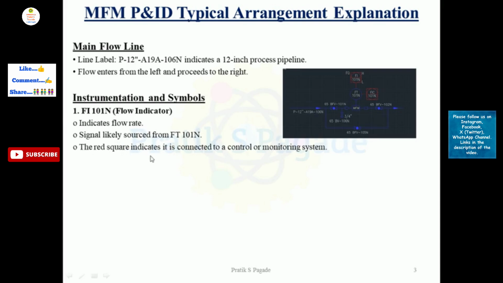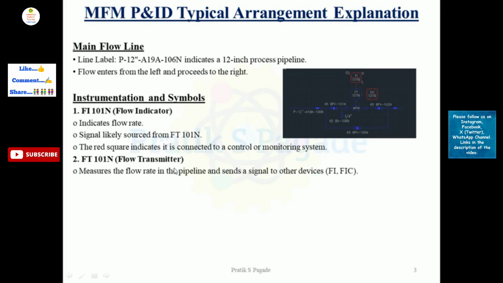Okay, the red square indicates it is connected to control or monitoring system. This is the red square. It indicates it connects to the monitoring system, for example here DCS. Okay, FT101N is a flow transmitter, measures the flow rate in pipeline, sends signal to other devices, that is FI and FIC. Okay, as I told you, this is the core device in flow measurement system.